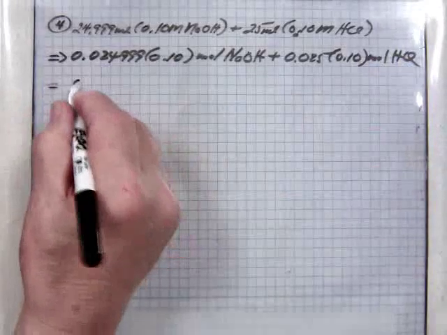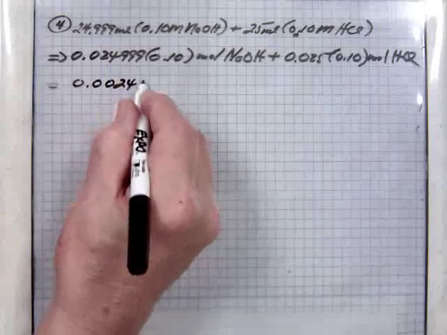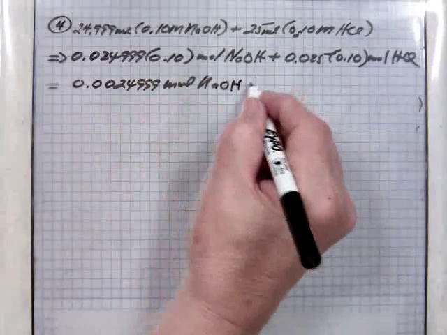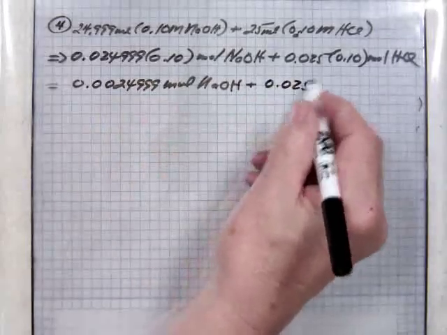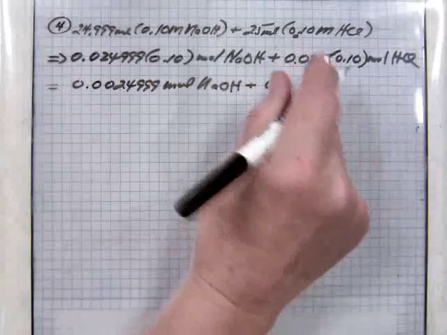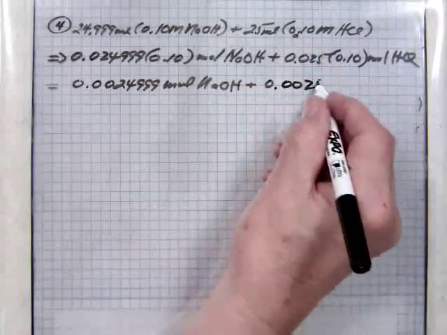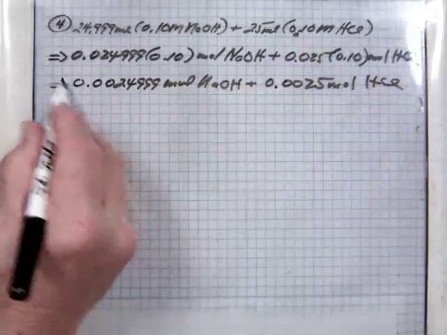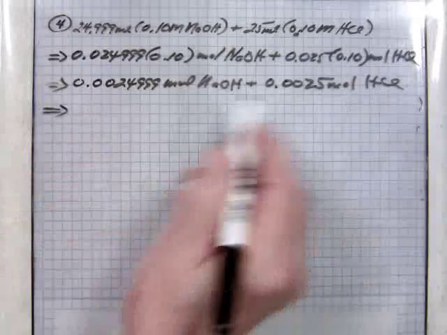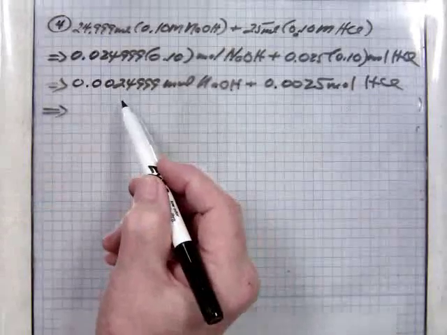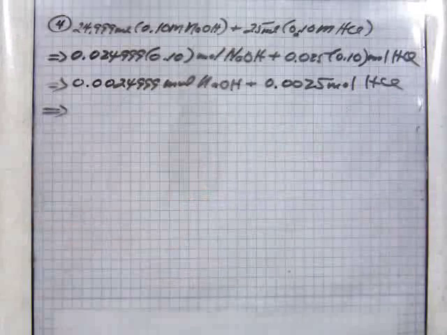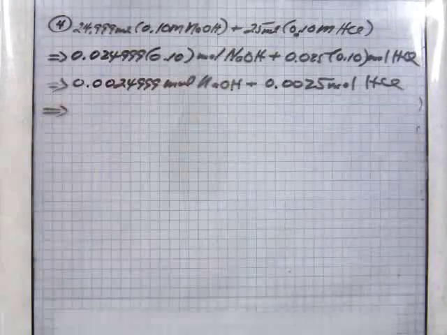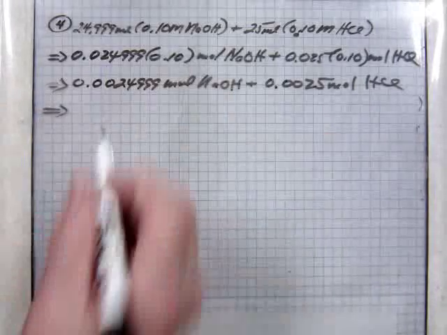And that gives us 0.0024999 mole sodium hydroxide and 0.0025 mole of HCl, like that. Now we take the difference between the HCl and the amount of NaOH that we've added to neutralize that quantity of HCl. See, we're only going to use whatever the amount of moles of sodium hydroxide we used.